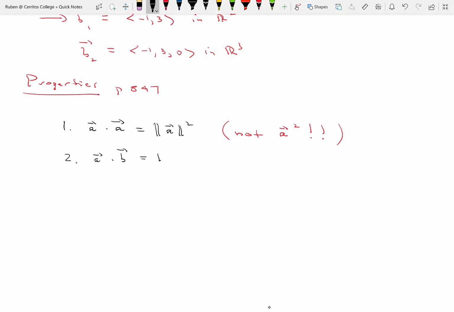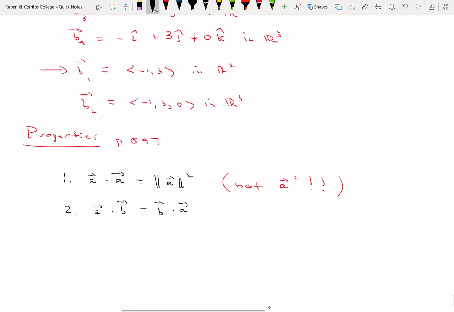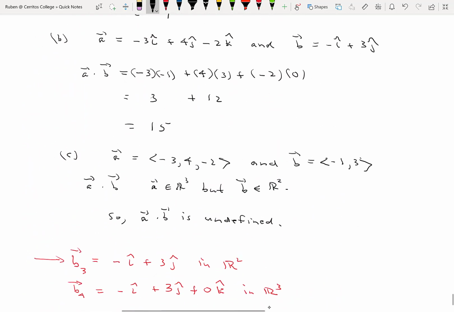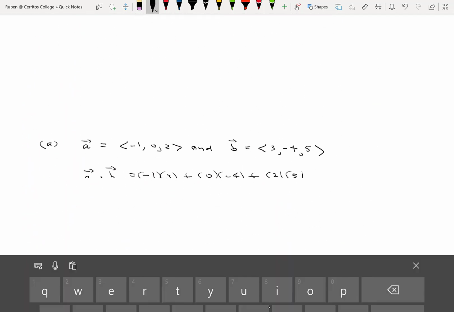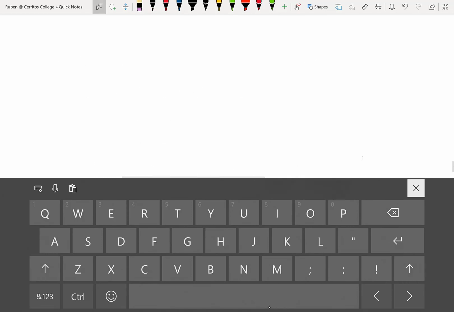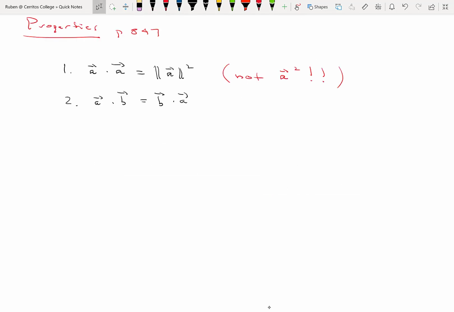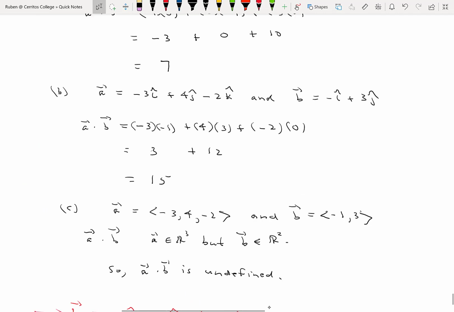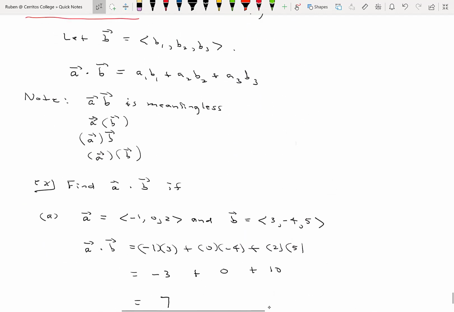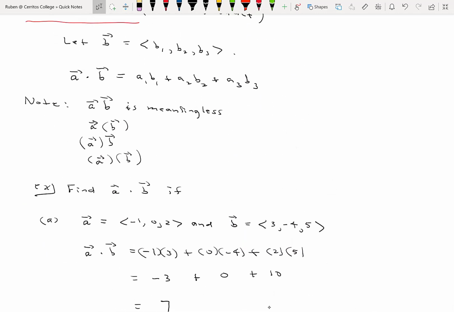So A dot B is equal to B dot A. That's true. Just look at the definition of the dot product, way above here. It's not too far above. Let's see if my surface is going to allow me to get up there. Look at the definition there.